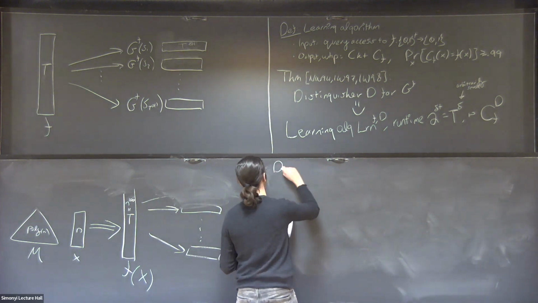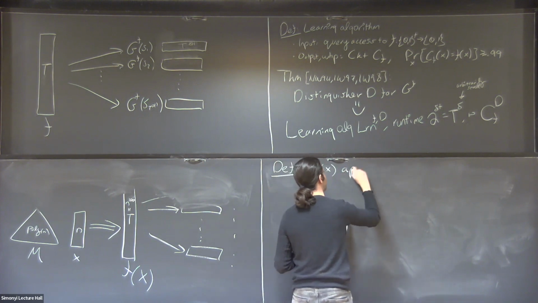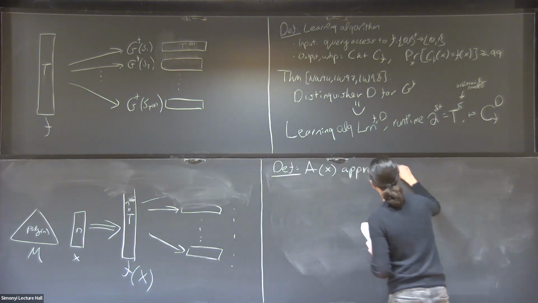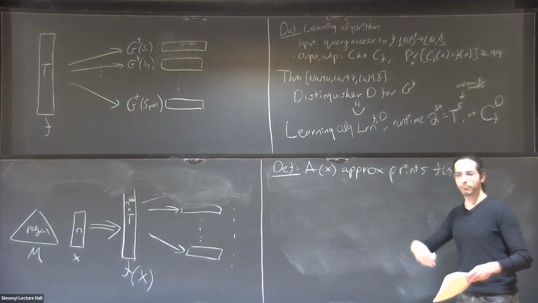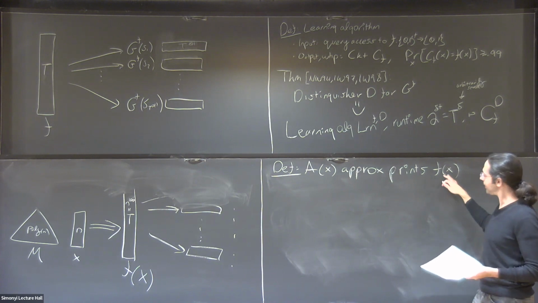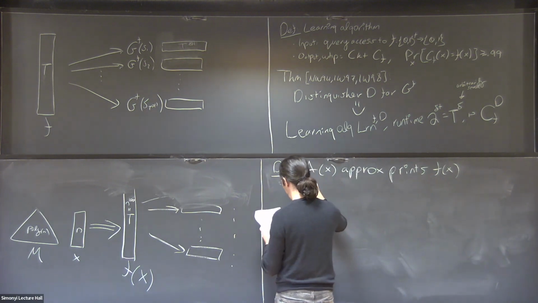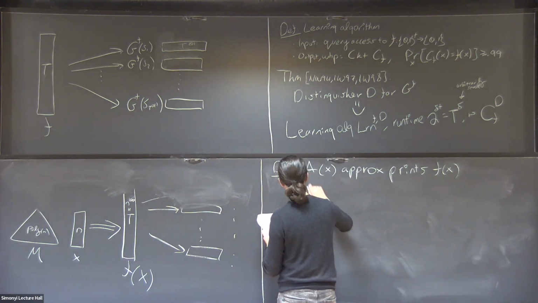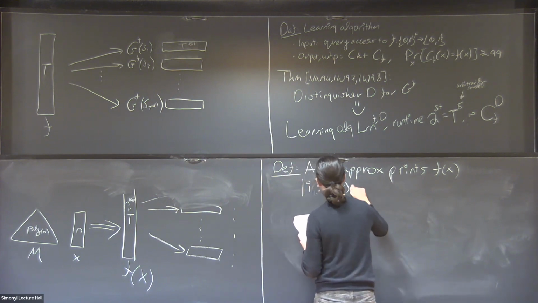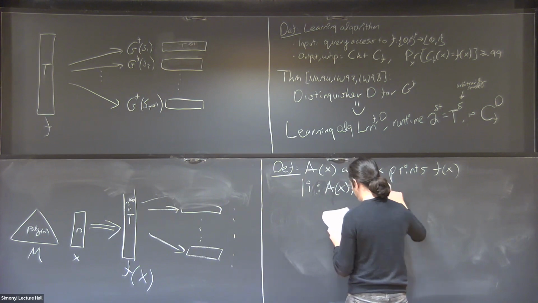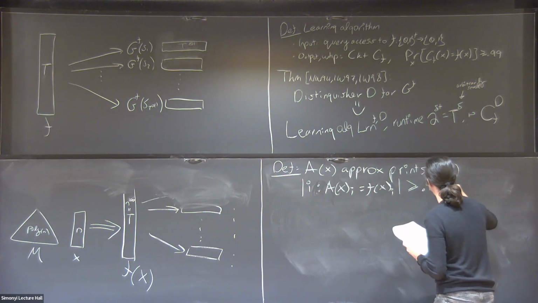So first, a definition. I'm going to say that an algorithm A on input X approximately prints a string f of X if A on input X prints a string that has only small corruption with respect to f of X, that is, it agrees with f of X on almost all coordinates. So the indices i such that A of X index i equals f of X sub i are most, say 99%.